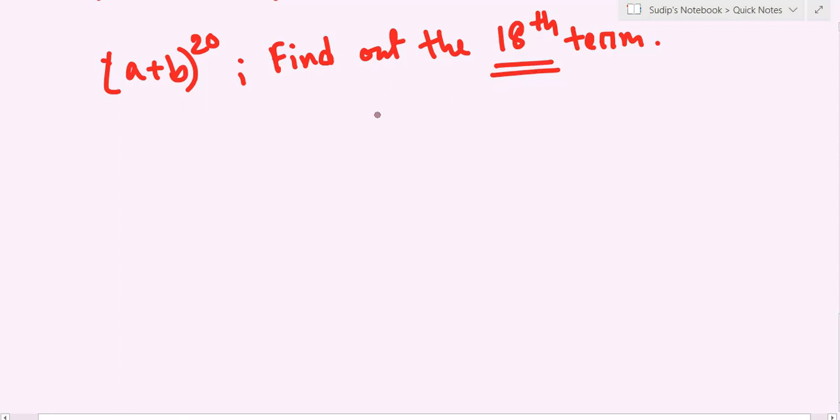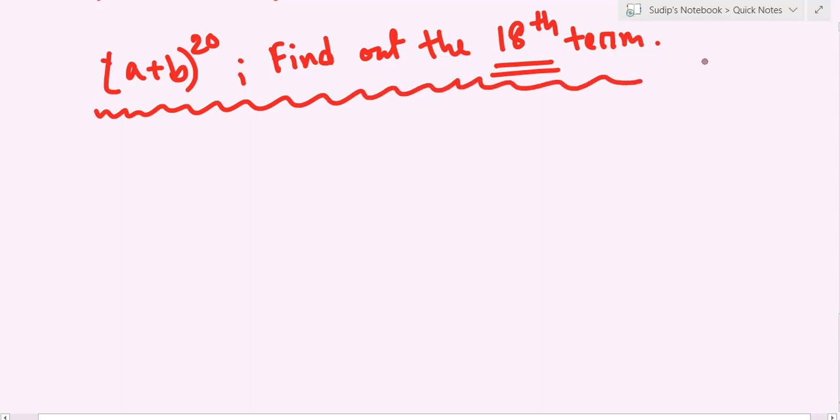So we are going to find the 18th term of this expansion without expanding this binomial. So how to do this? First, we will observe how the terms are coming. Let us consider the first term. What will be the first term? We name it T1.